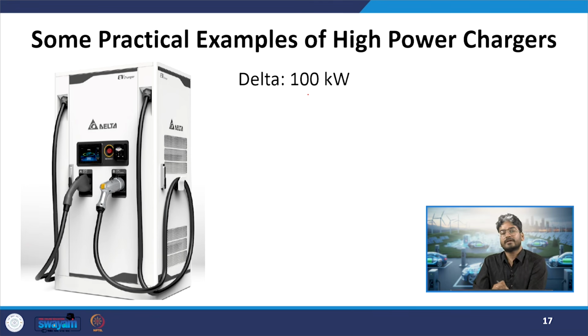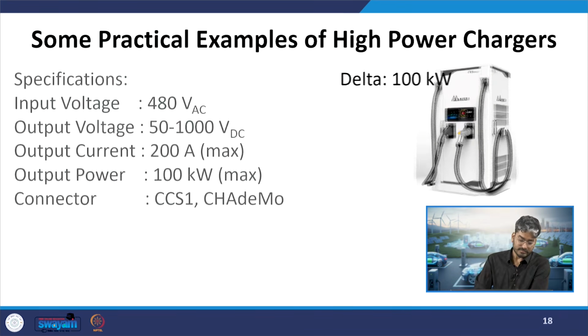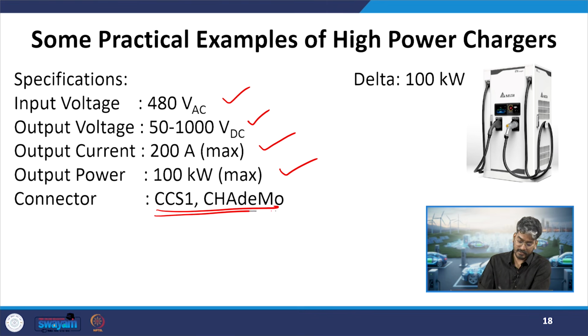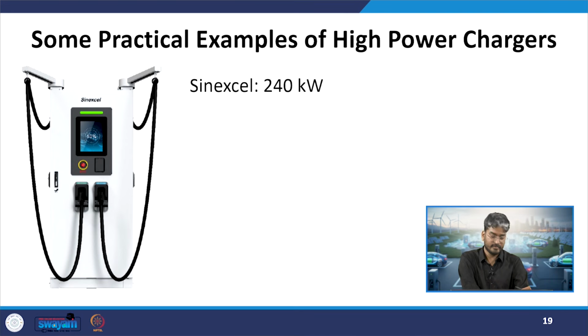Before that, some examples of practical high power chargers. First is a solution from Delta, which is 100 kilowatts. What are the ratings of this one? The input is a three phase AC supply. The output voltage can be from 50 to 1000 volts, and it can supply a maximum current of 200 amperes. Output power is 100 kilowatts, and it has two types of connectors, compatible with CCS1 or CHAdeMO.